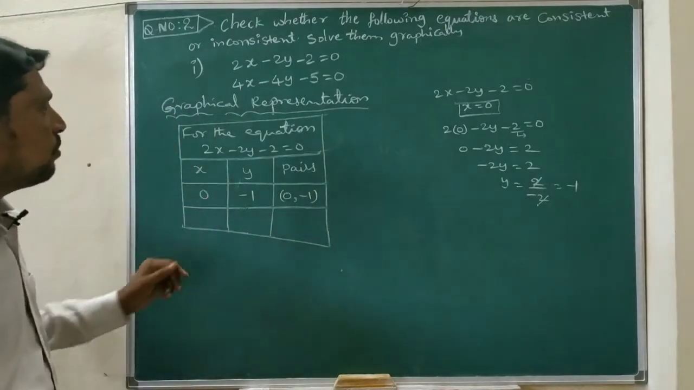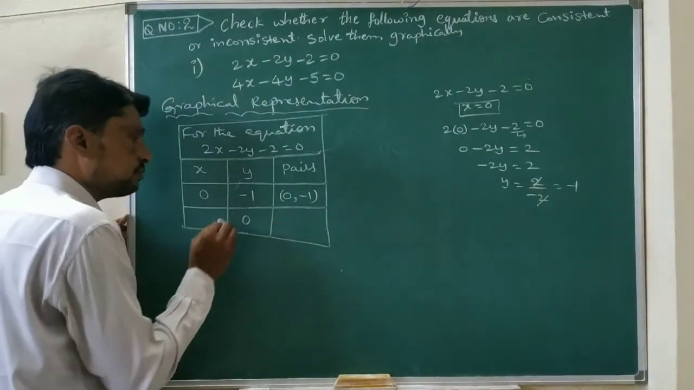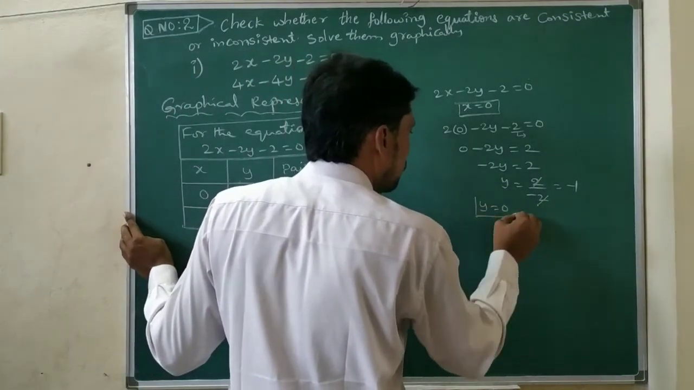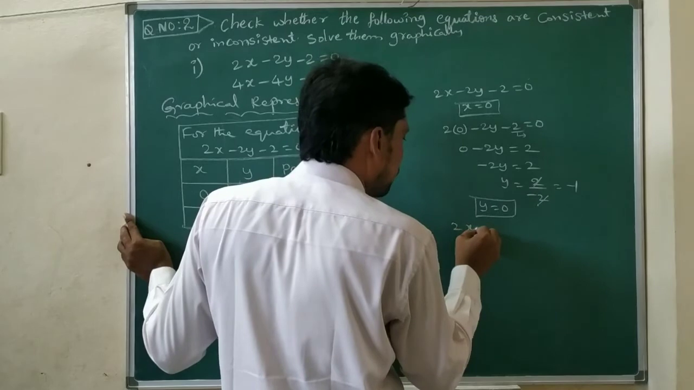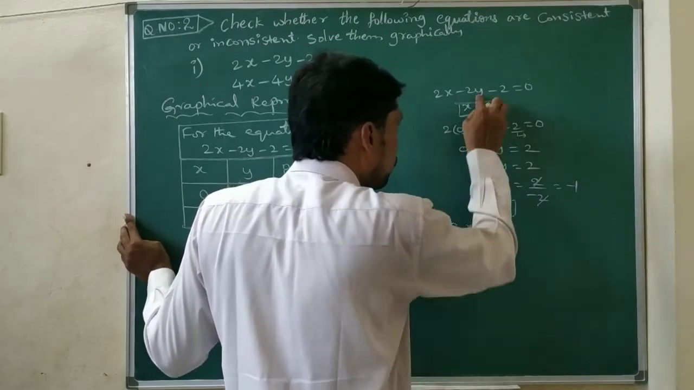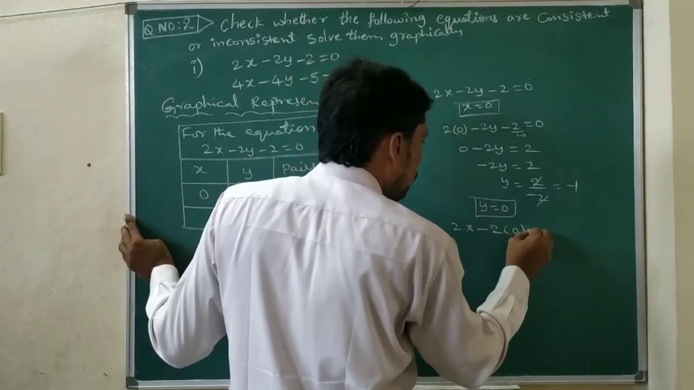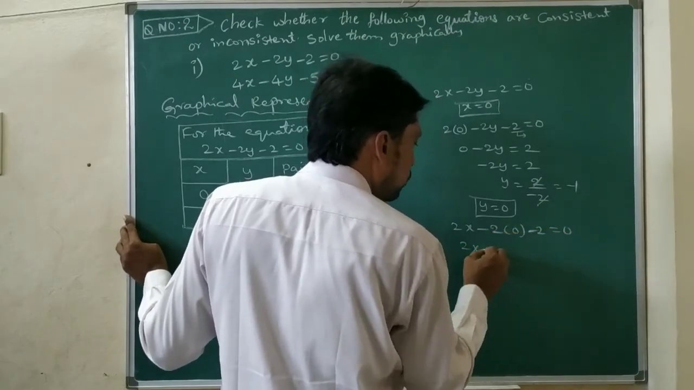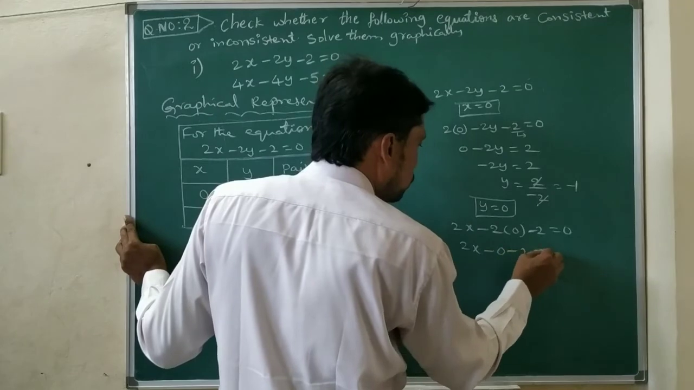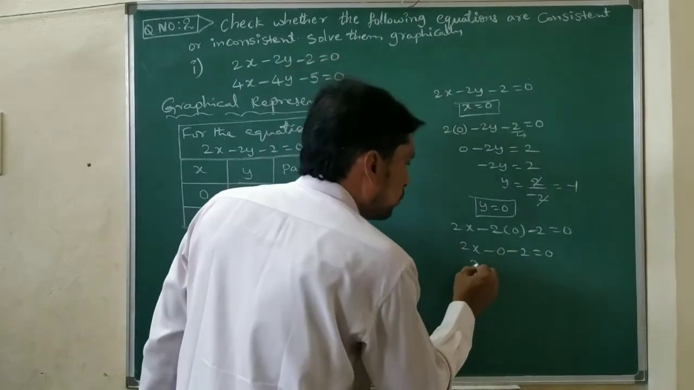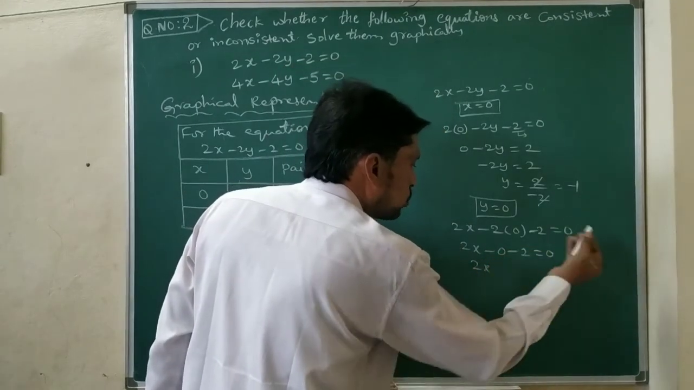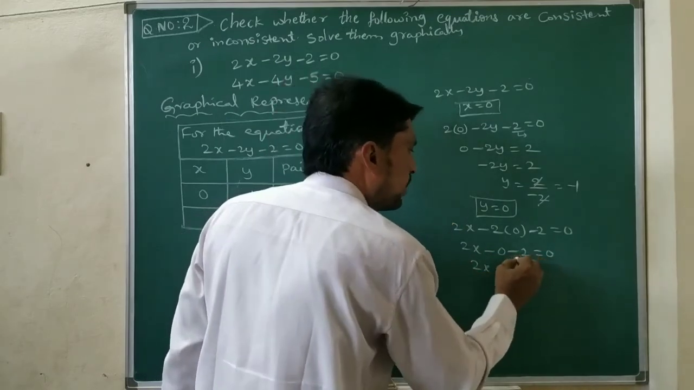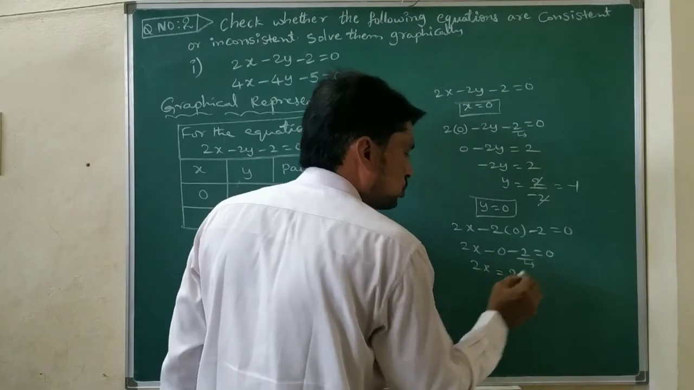Now we need to take the y value as 0. Putting y equal to 0 in 2x minus 2y minus 2 equal 0, we get 2x minus 2 into 0 minus 2 equal 0. 2 into 0 is 0, so 2x minus 0, here 2x only we are getting. Minus 2 we are transposing, means plus 2 we are getting.